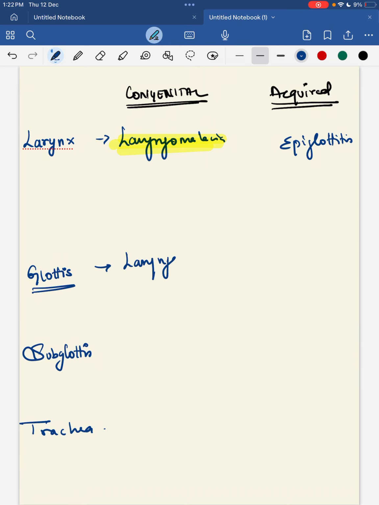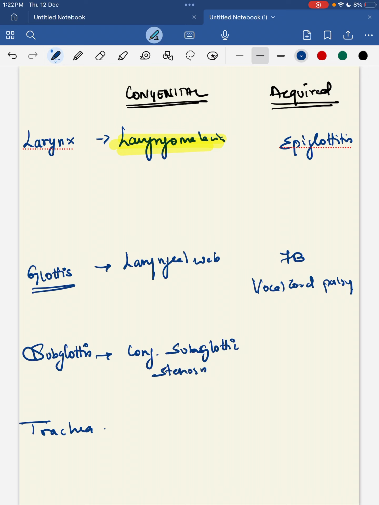In acquired, it is your croup or angioedema, or it can be your post-intubation subglottic stenosis. So these are the causes related to your subglottic region.